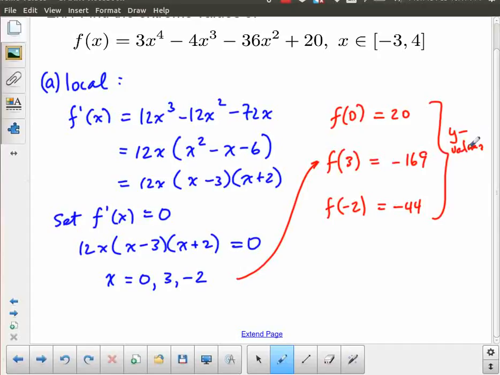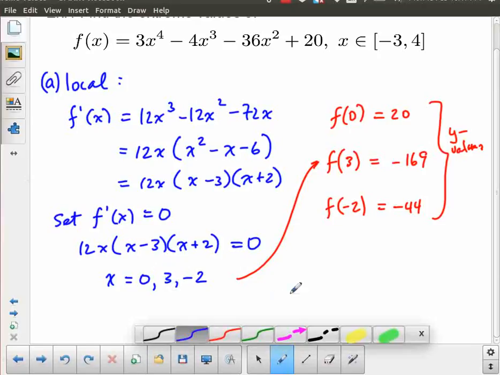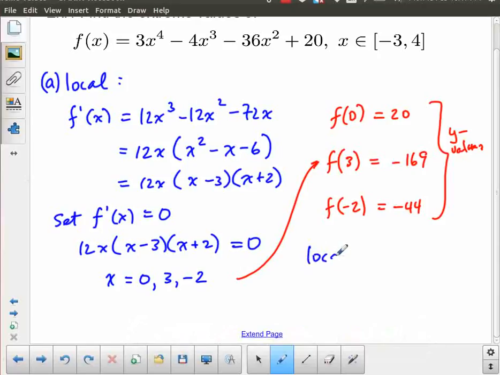These are y values, so we're going to be comparing these because we are looking for, in addition to the fact that we've got these local extrema, and so I can go ahead and make a note of that right now. So therefore my local extrema are the points (0, 20), (3, negative 169), and (negative 2, negative 44).